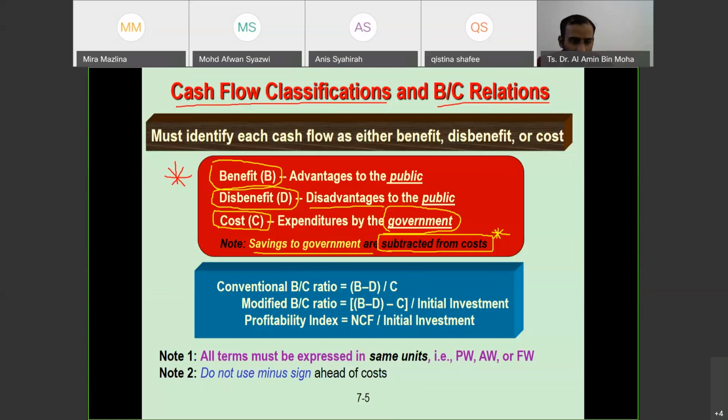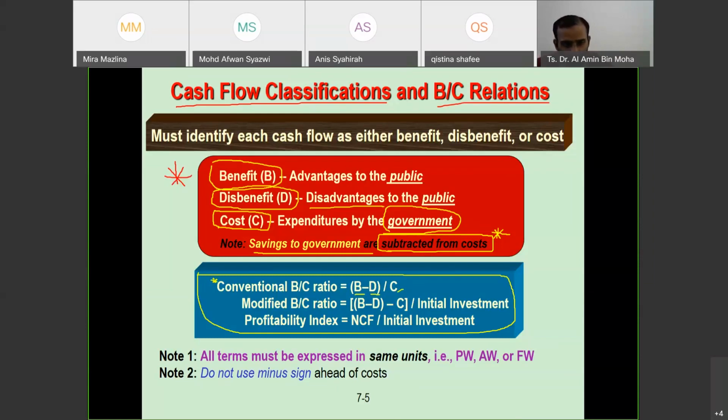So basically, these are the formulas that you need to understand. We have the conventional BC ratio. I don't know why they call it conventional. Basically, this is the basic one: benefit minus disbenefit, and the answer we are going to divide by the cost.